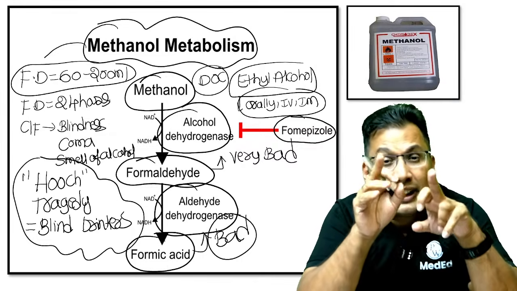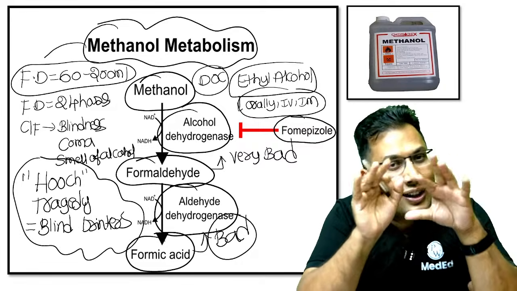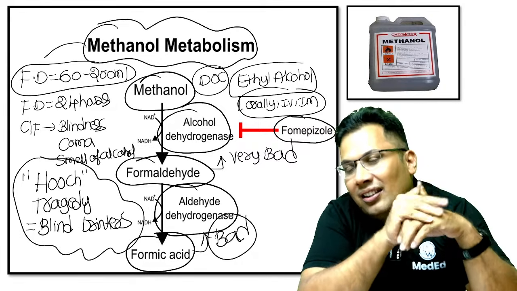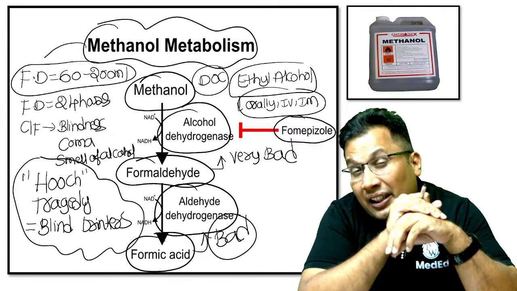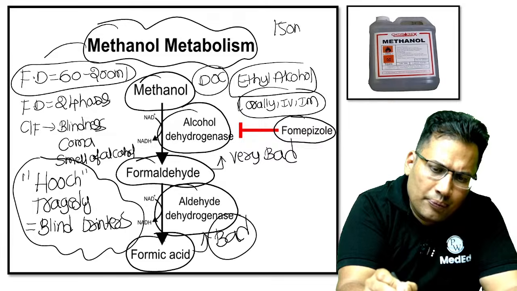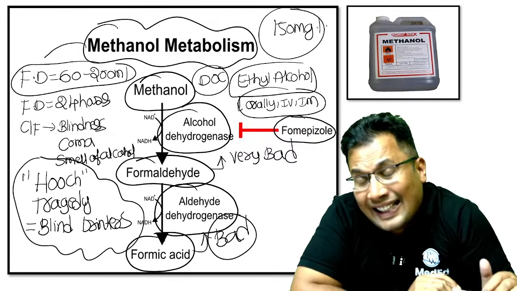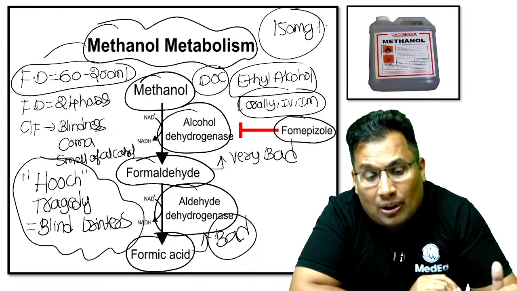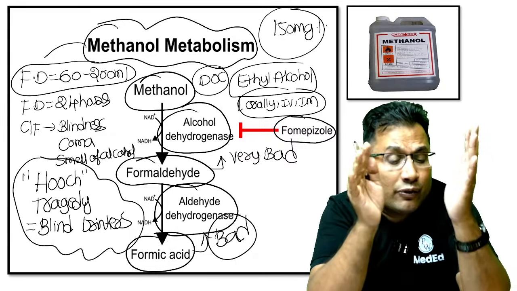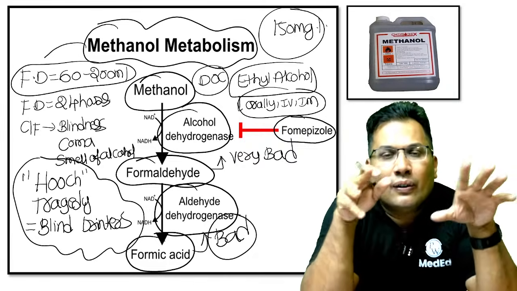So this is a very, very interesting MCQ. Very, very interesting viva question. So orally in an emergency, and in a hospital setup it is given intravenously. Then the level is maintained all the time at 150 milligram percentage. At this 150 milligram percentage, ethyl alcohol saturates the alcohol dehydrogenase enzyme. It prevents the formation of formaldehyde and formic acid. This is the summary of the treatment.